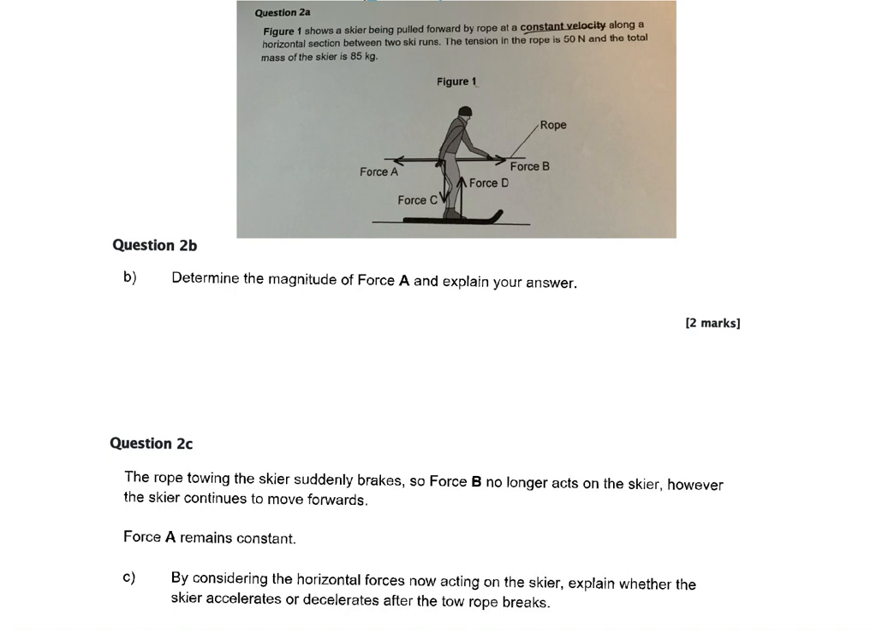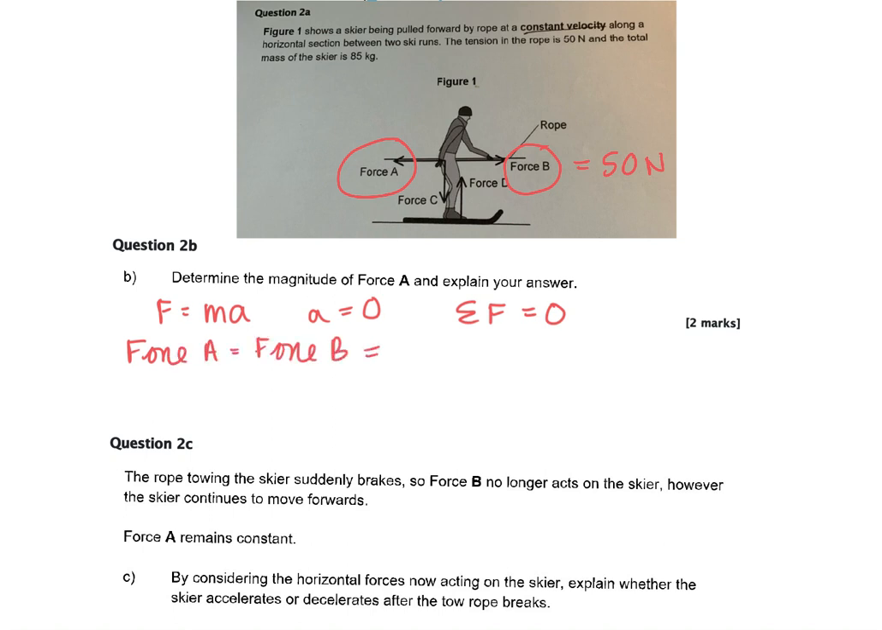Question 2b, determine the magnitude of force A and explain your answer. So we know that it's going at a constant velocity. So if we use our F equals ma, acceleration is equal to 0. That means our overall force must equal 0. So if we look at this person as a whole, his forces, if we look at them horizontally and vertically, overall it's going to equal 0. So we've been told the tension, which is force B, is equal to 50 newtons, what must force A be? So because there's no horizontal force, force A must equal the same as force B, so it must equal 50 newtons.